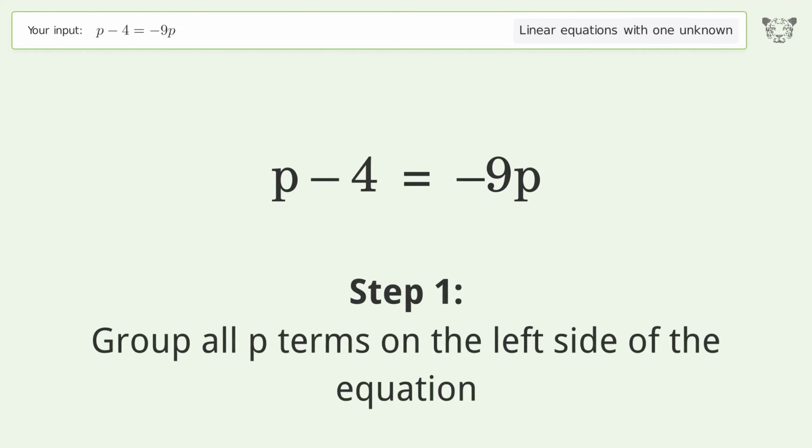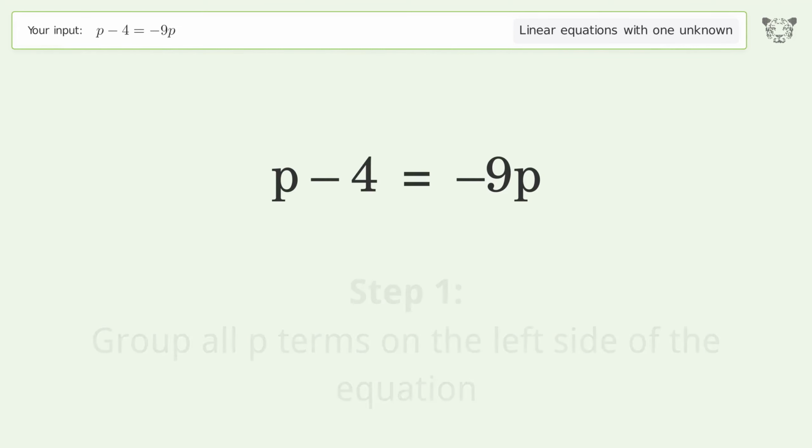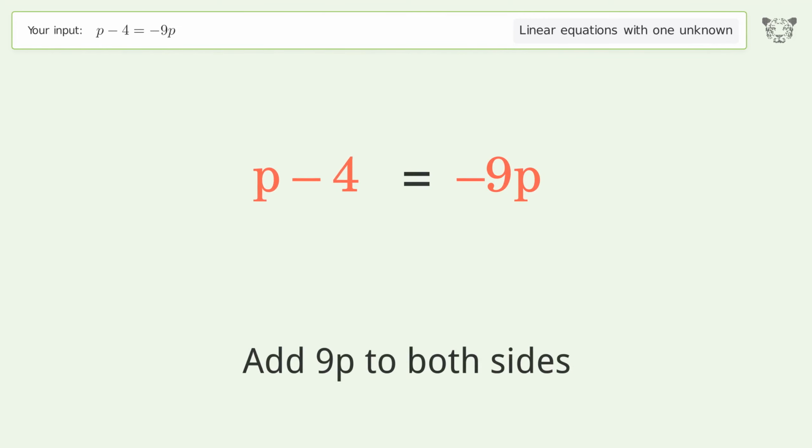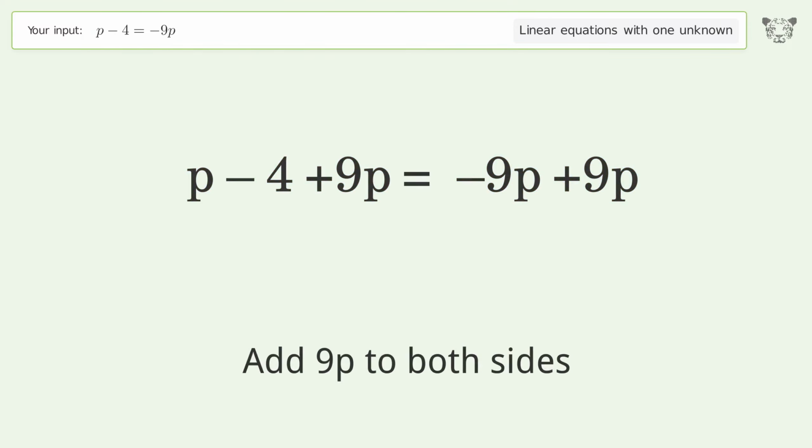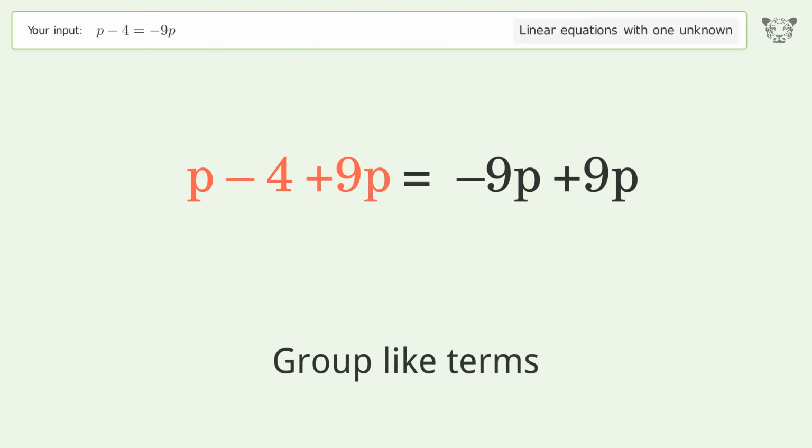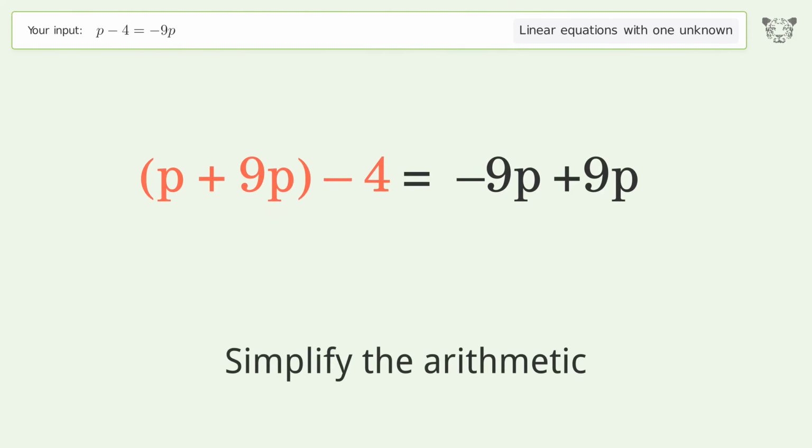Group all p terms on the left side of the equation. Add 9p to both sides. Group like terms. Simplify the arithmetic.